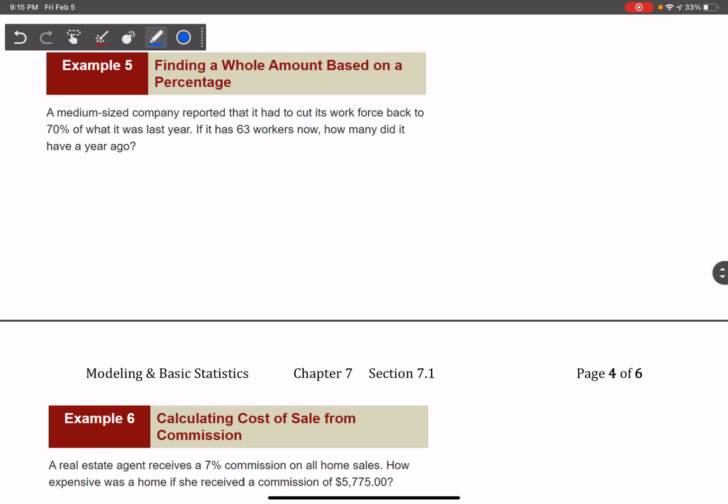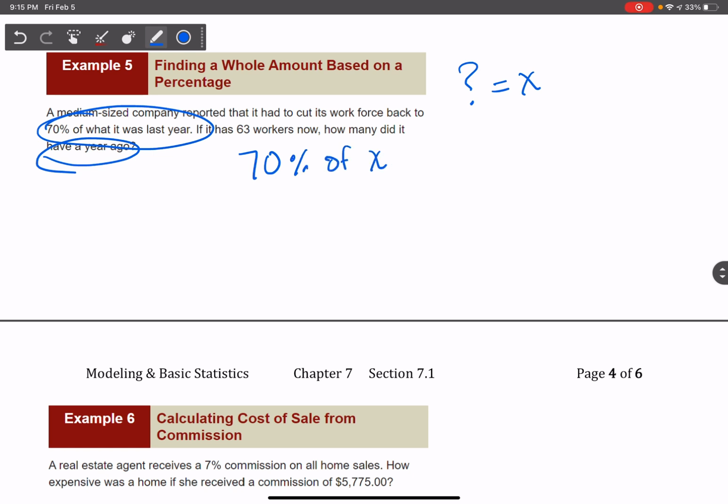Okay, a medium-sized company reported that it had to cut its workforce back to 70% of what it was last year. If it has 63 workers now, how many did it have a year ago? So that's our X. What we're looking for is going to be our variable, okay? So we're looking for 70% of X, and that should equal what we have now.